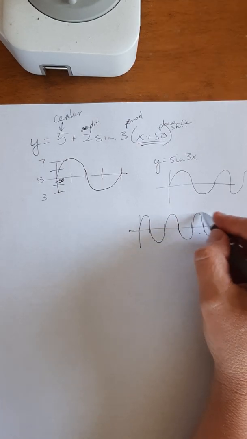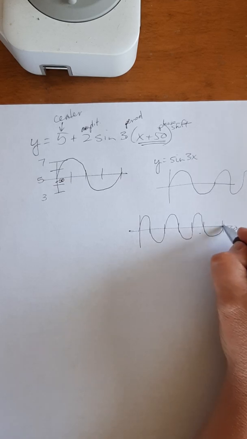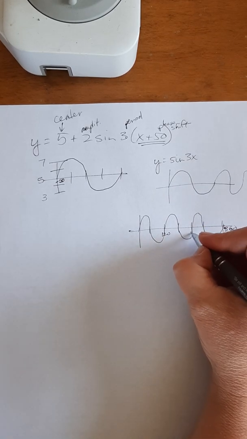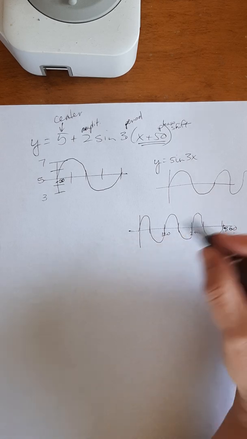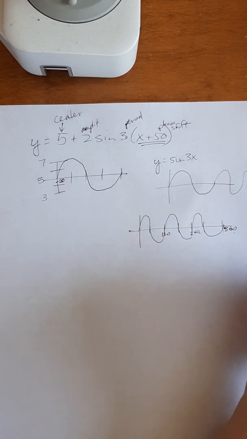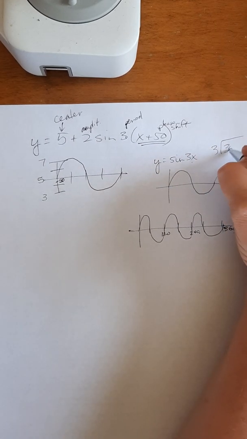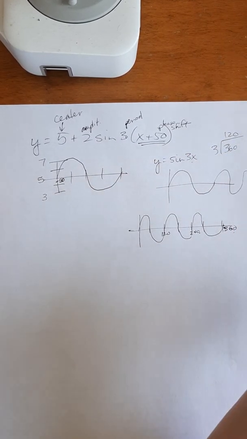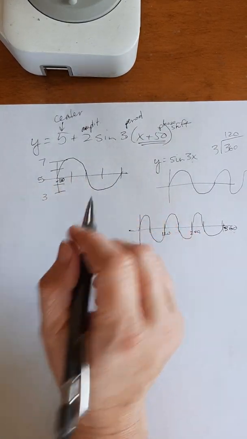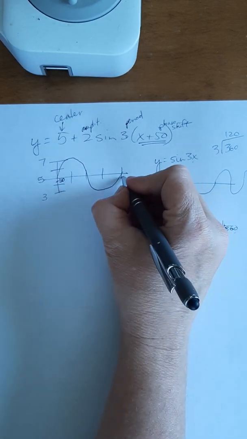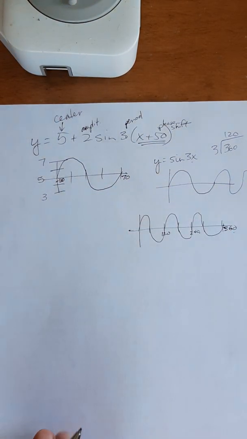1, 2, 3, yeah. So 360 degrees. So notice how every 120 degrees a new curve comes. Well, that's because 3 into 360 is 120. So that means from here to there is 120 degrees. So if you add it to -50, you get 70.